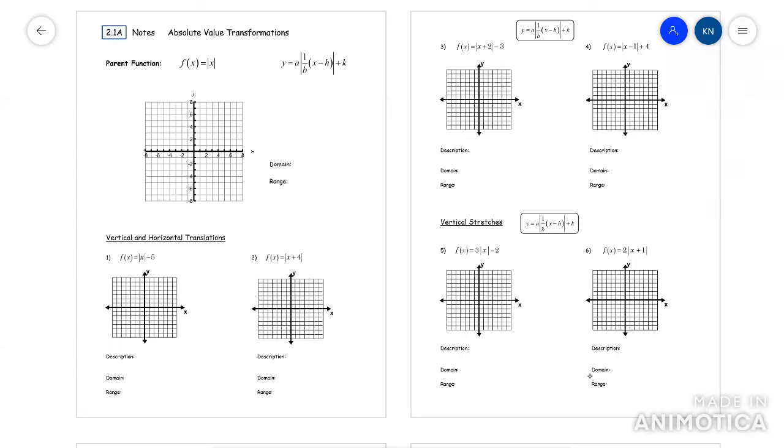All right, this video is going to go over absolute value parent functions and absolute value transformations. So let's go ahead and get started. First thing you need to know is what the absolute value parent function looks like.